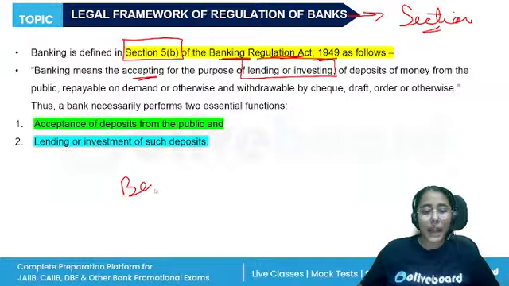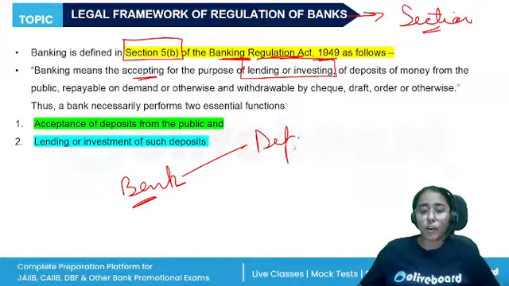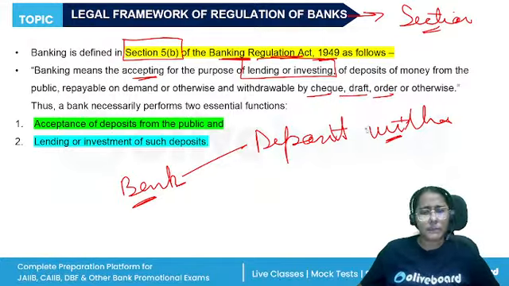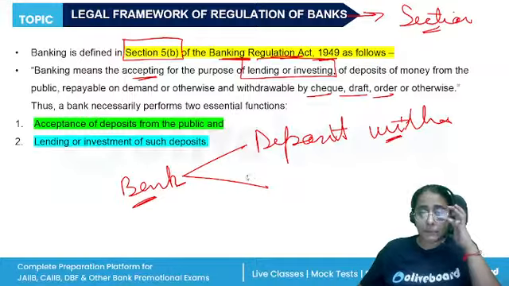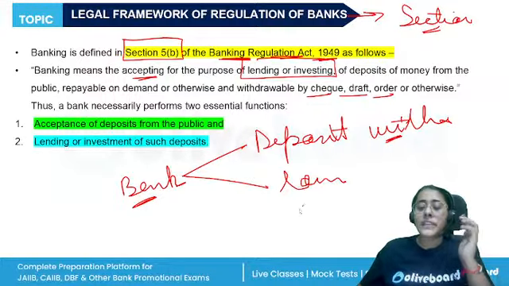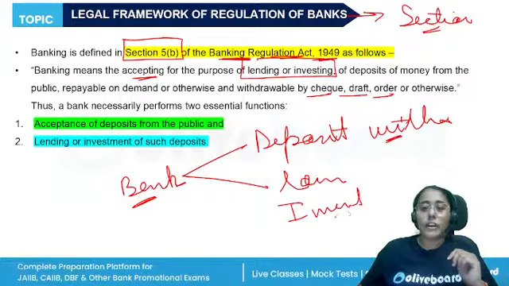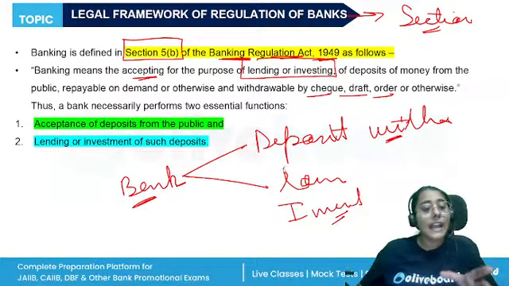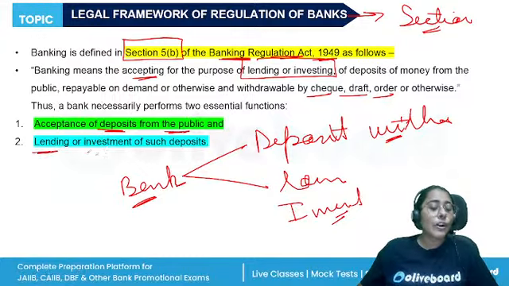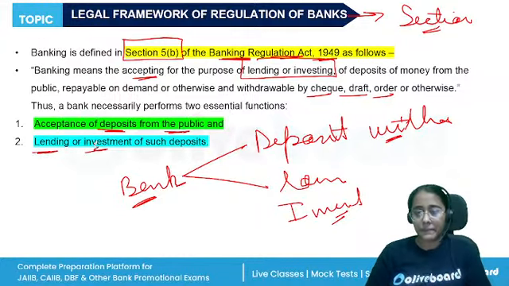So there are banks. Only banks are allowed to accept deposits which are withdrawable on demand by check, draft, any other manner, right? These deposits should be used by the bank to give out loans or invest in securities, right? So that is the meaning of banking. Acceptance of deposits from the public, using these deposits for lending or investment, right?